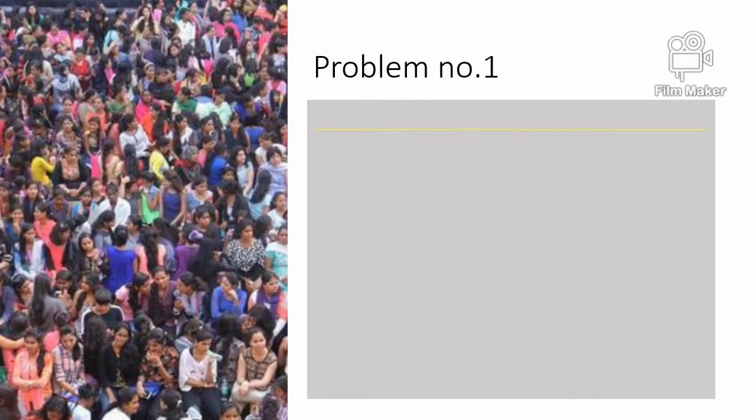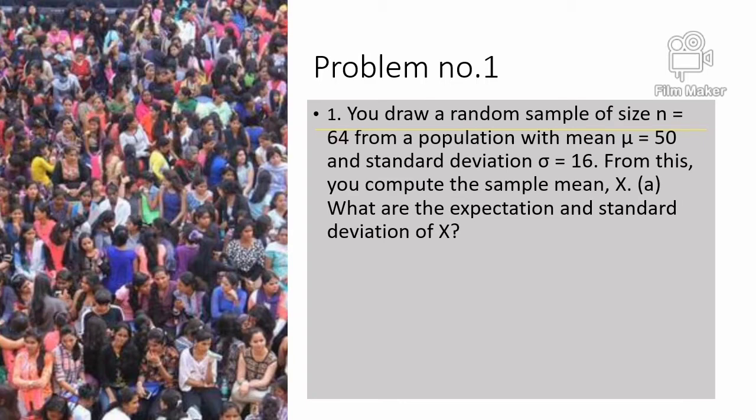Problem number 1. You draw a random sample of size n is 64 from a population with a mean of 50 and a standard deviation of 16. From this, you can compute the sample mean. A. What are the expectation and the standard deviation of the mean? First, we know that the average mean is equal to the mean, which is 50. This will be the first step.